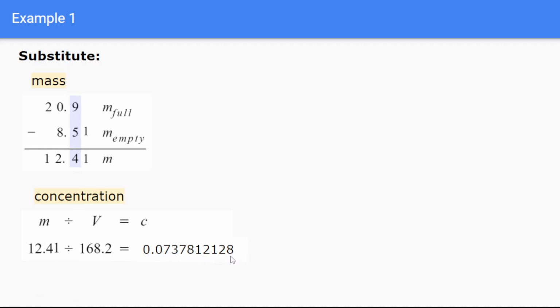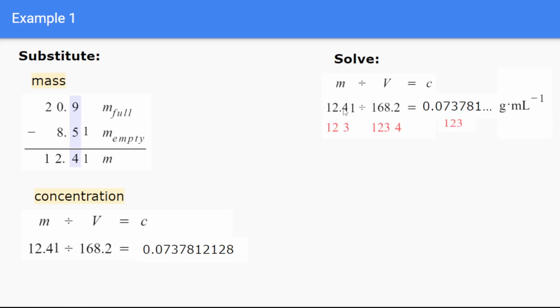Well, where are we going to round? We're not going to use this whole number, right? We're going to use our sig fig rules. So the first one, remember we were going to use 3 sig figs, but we didn't round. We only round at the very end. So 12.41 divided by 168.2, we're using 3 sig figs versus 4 sig figs. So our answer will have to be rounded to 3 sig figs.